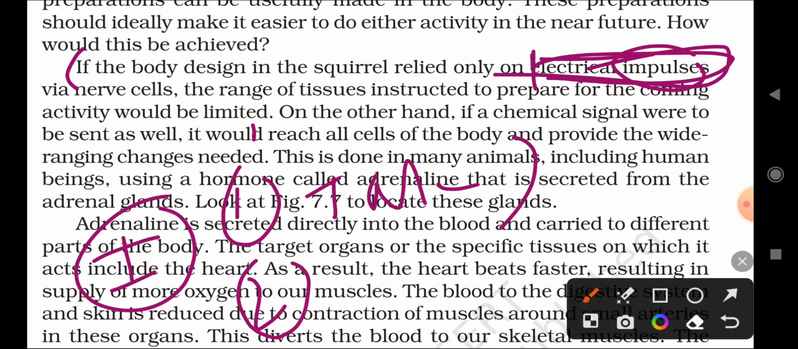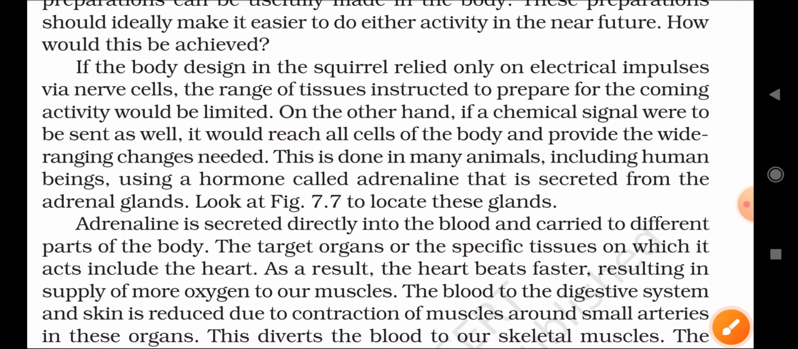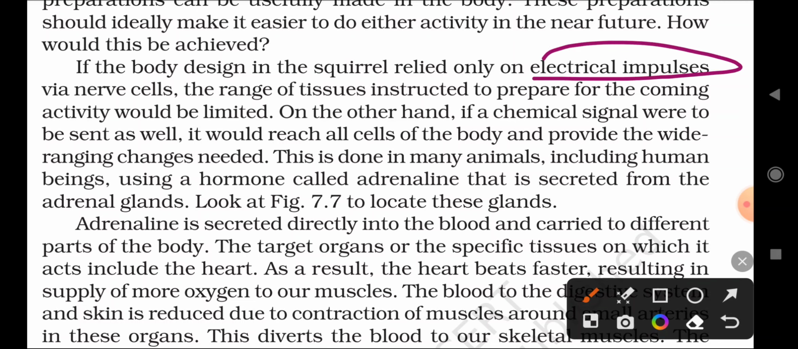The second point is that it will not transmit the information, correct? It will not transmit the information to each and every cell of the body. So if the organism or a squirrel depends on the electrical impulse, in that particular situation, a scary situation, the animal body has only a little bit of activity, because electrical impulses do not reach every cell of the body. So due to this, animals do not use electrical impulses in a scary situation. So which kind of method are they using? That is called the hormonal method.